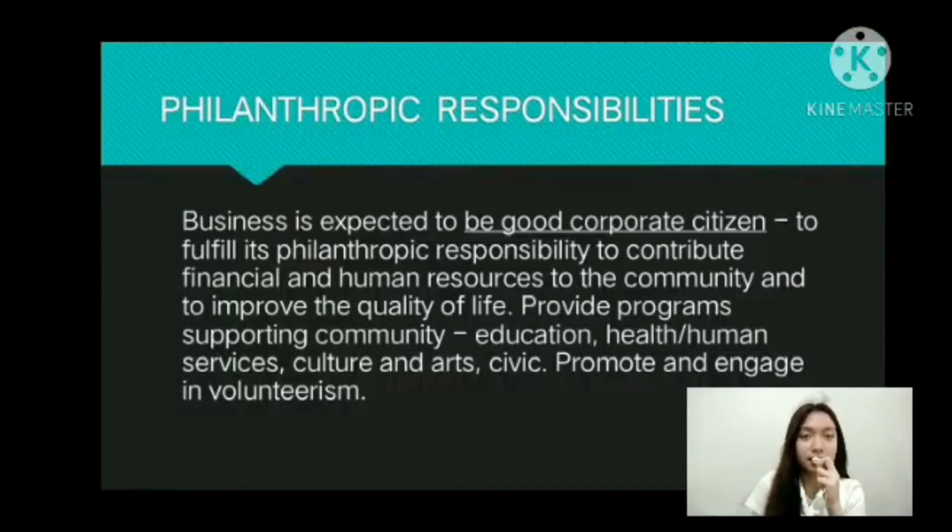So in business, a good corporate citizen tends to fulfill its philanthropic responsibilities by donating or providing goods or services, and they also contribute financially to the community. So in short, businesses must meet the needs and engage themselves in the community in order to fulfill their philanthropic responsibility and to improve the quality of life in the community, because that is what the business is expected to be.